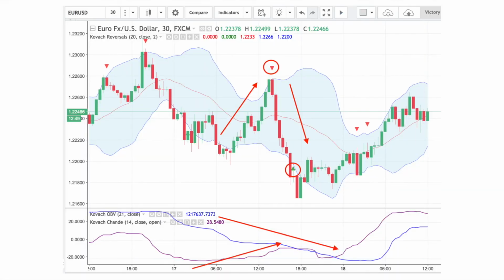In the second example, we have an example of a short trade where the overall momentum, the long-term momentum, is heading downward, and the shorter-term momentum, again shown in purple, is picking up to center line. This time, the entry opportunity is highlighted by a red triangle. We were able to enter this trade very close to this point, and we held it all the way down to the lower bound of the Kovach reversals indicator. We exited at the green triangle circled in red.